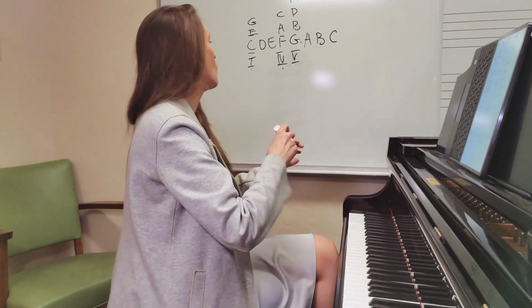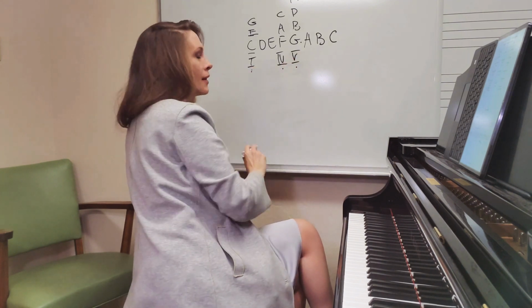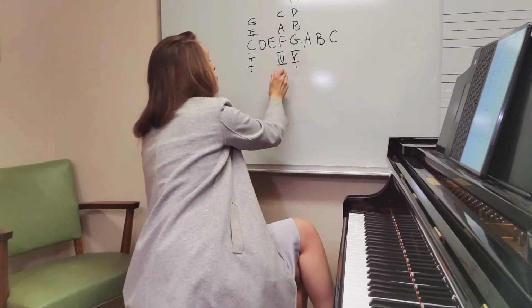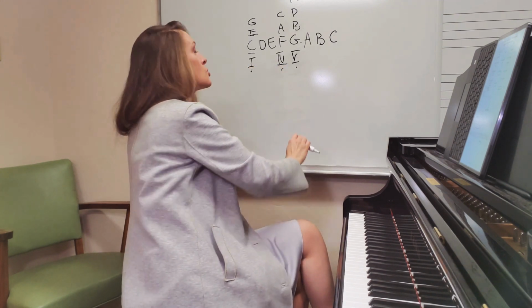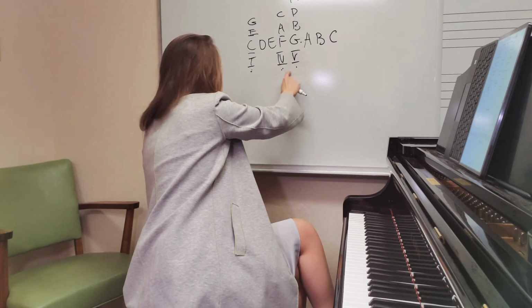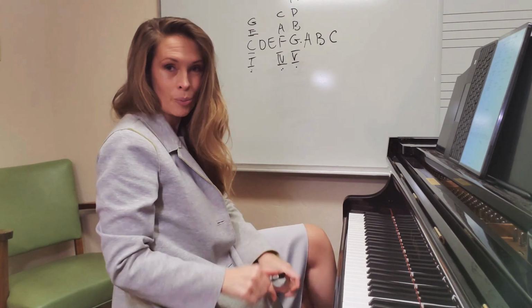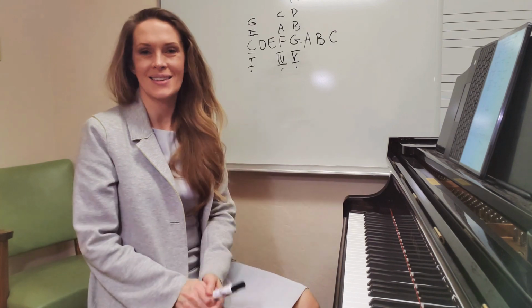So let's repeat one more time. Authentic cadence is 5-1. That gives you a strong sense of arrival. Plagal cadence is 4-1. It gives you a sense of arrival, but not that strong. And half cadence is when you stop on 5 and don't go to 1, and it feels interrupted and incomplete. So I hope that answers your question, at least the basics about cadences.